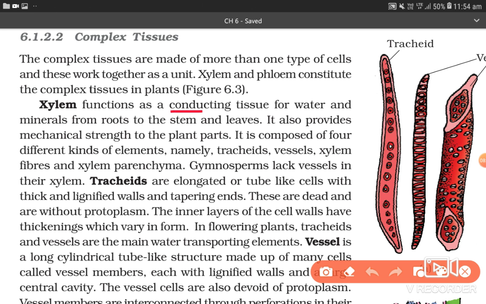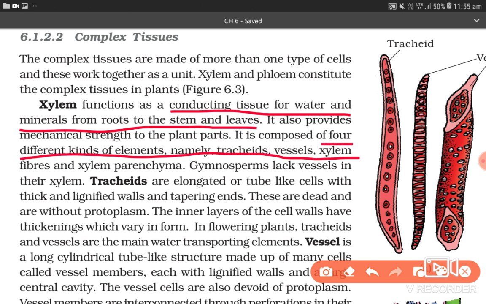Xylem functions as a conducting tissue for water and minerals from root to stem and leaves. It also provides mechanical support to plant parts. It is composed of four different types of elements, namely tracheids, vessels, xylem fibers, and xylem parenchyma. Gymnosperms lack vessels in their xylem.